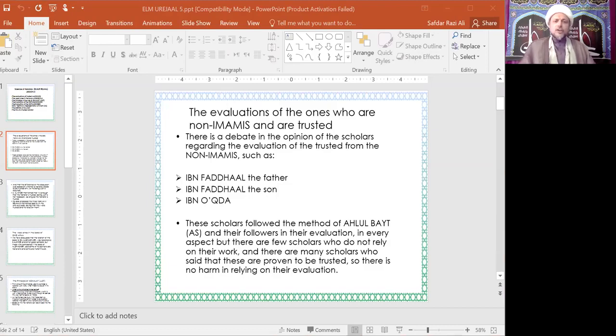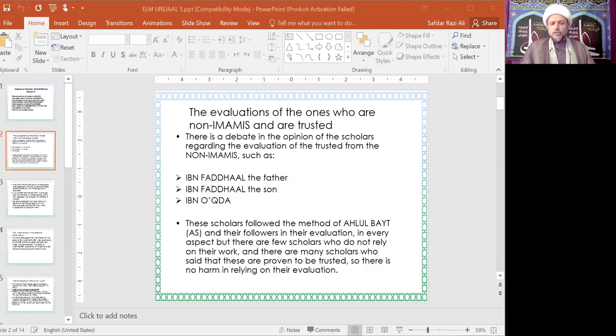Okay, so evaluation of the ones who are non-Imamis and are trusted. There is a debate in the opinion of these scholars regarding the evaluation of the trusted from non-Imamis, such as the son Ibn Fudal, the father Ibn Fudal, and Ibn Uqdah.